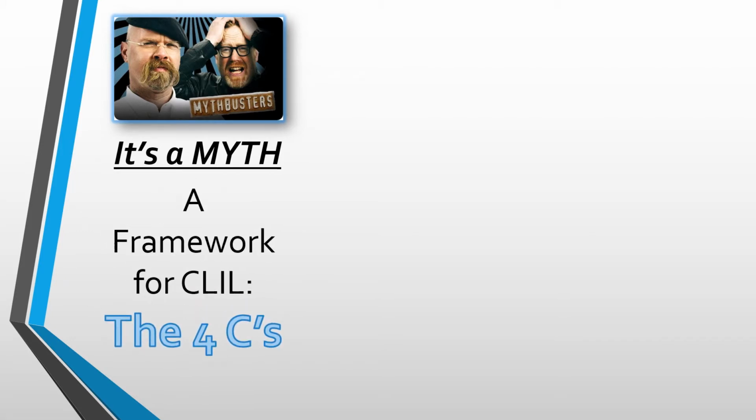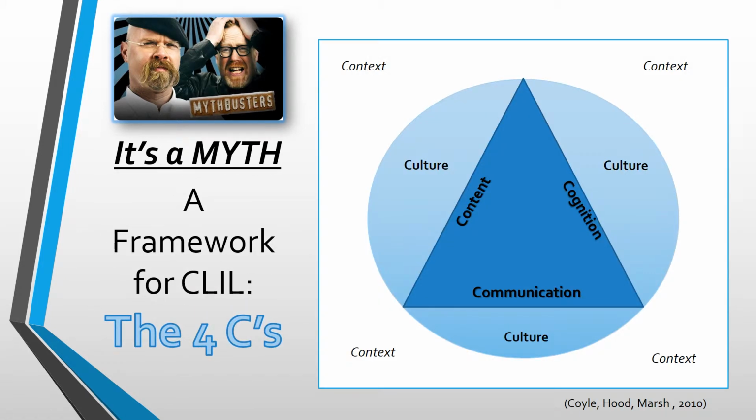According to Dr. David Marsh, CLIL is sometimes referred to as having 4 C's as components. Those components are content, communication, cognition, and culture. CLIL is much more than just teaching a subject in English. It's about developing and stimulating a learner's cognitive skills, so that they can use that for future courses and future subjects. It's about teaching culture and citizenship.